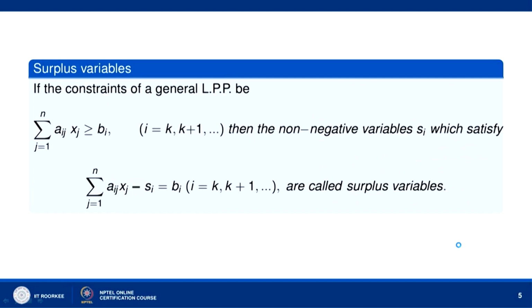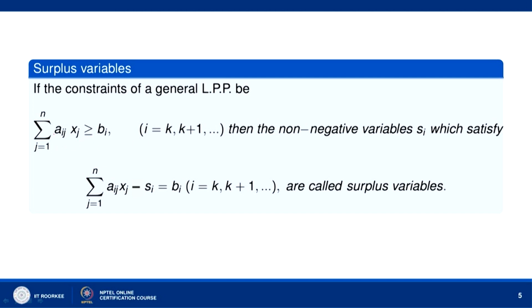Now, let us go to the next possibility. If the constraints of a general LPP are of the type sigma j equal to 1 to n a_ij x_j greater than or equal to b_i, where i takes values k, k plus 1, k plus 2 and so on, then what we will do? We will subtract non-negative variables from the left side of this constraint to convert it into an equality.